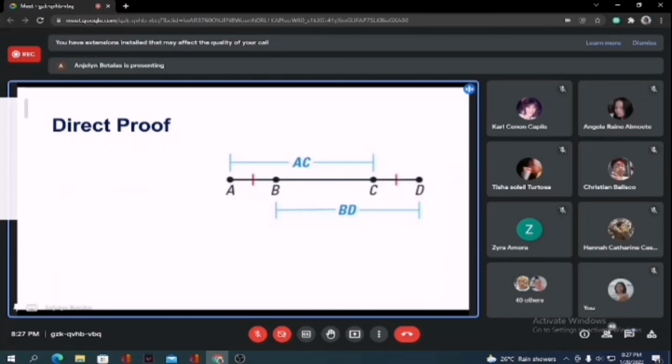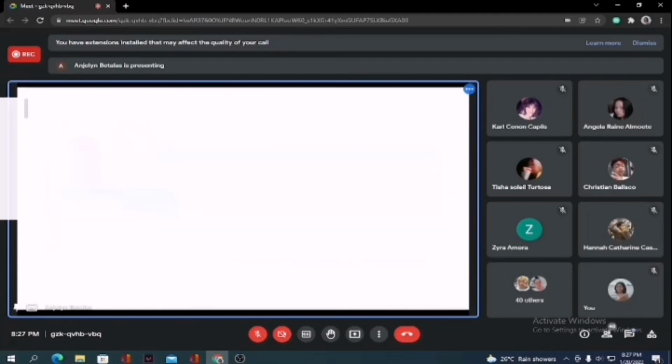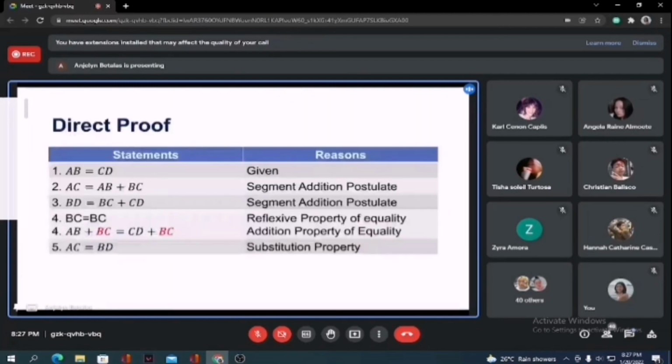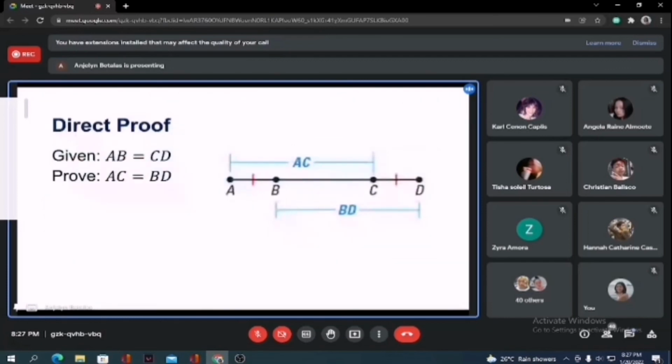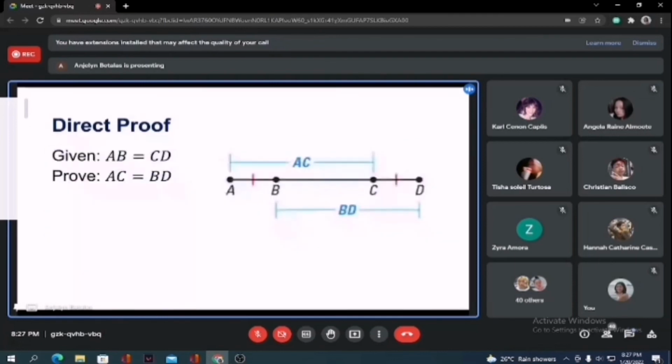So, first, in direct proof, assume that the first statement is true, or the hypothesis. AB is equal to CD, that's given. So, you're going to use the reason given. Then from the drawing, AC equals AB plus BC. Si AC equals length of AB plus length of BC. Nakita ninyo ang diagram, or ang drawing?